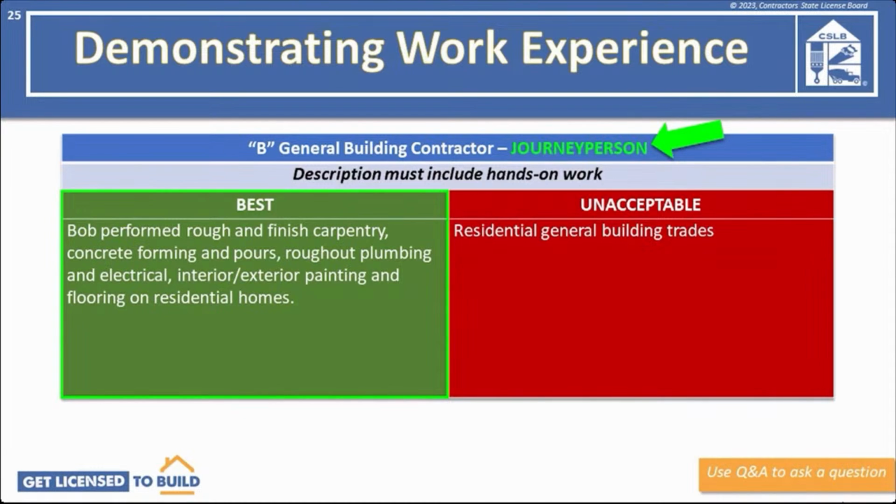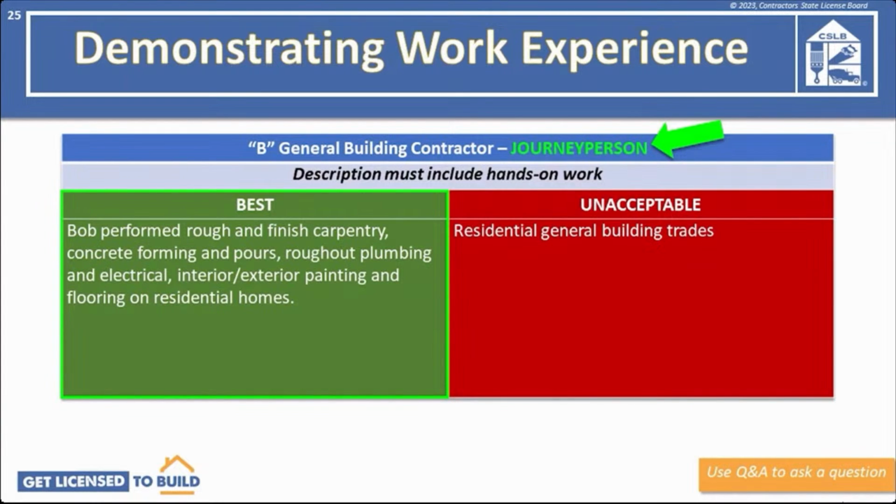Note, the work experience form should be completed by your certifier, someone who has knowledge and has observed your work experience for the classification you're applying for. That person does not have to be a licensed contractor. Our first example is for the Class B general building contractor. The best type of description your certifier would use for a journey person experience is to be specific. Journey person experience must include hands-on work like this.